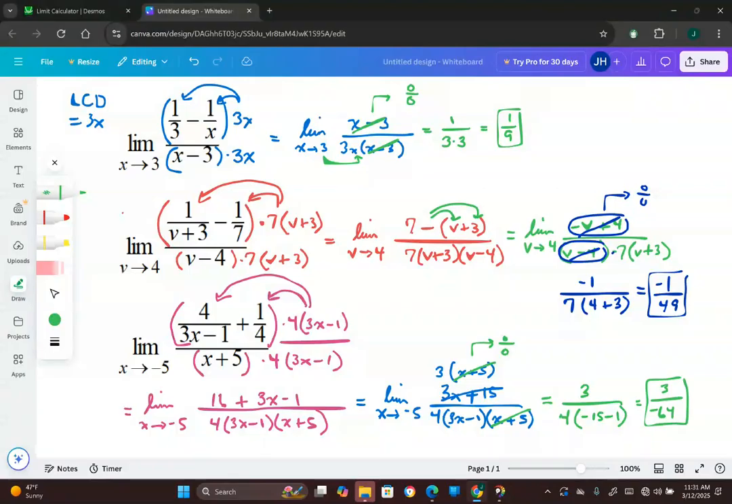There's my limit, everybody. So you can see if you have different denominators within a fraction, common denominators are going to help you simplify the expression so you can cancel out that 0 over 0 indeterminate form.